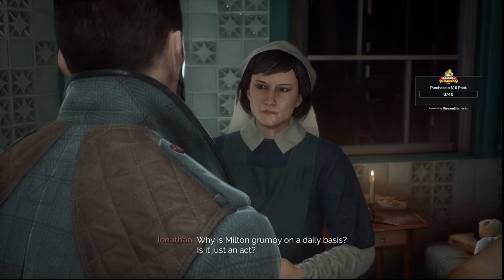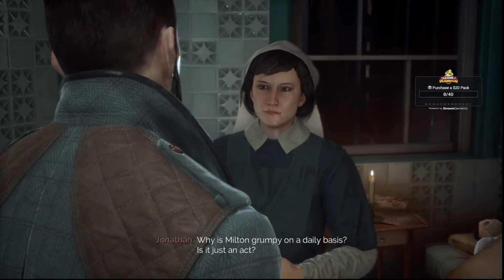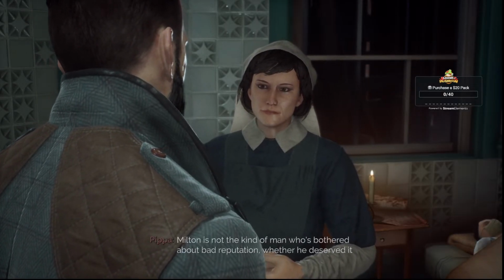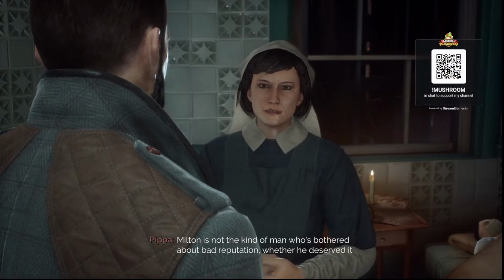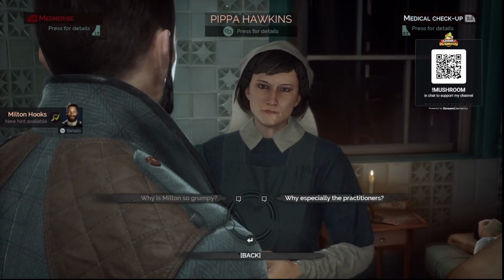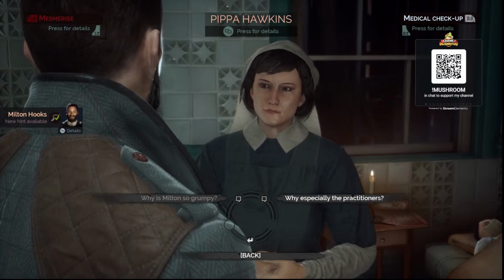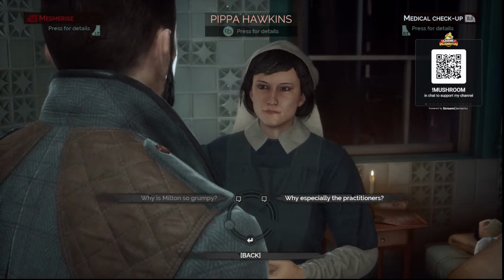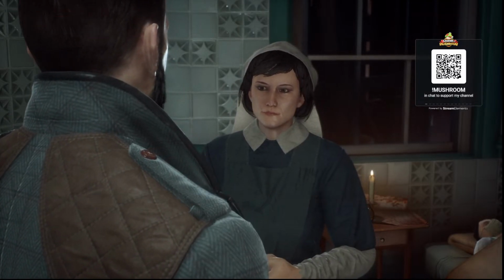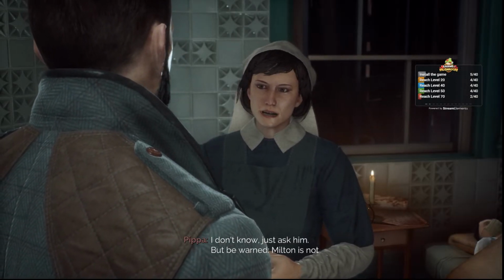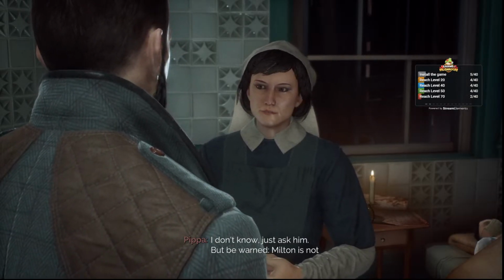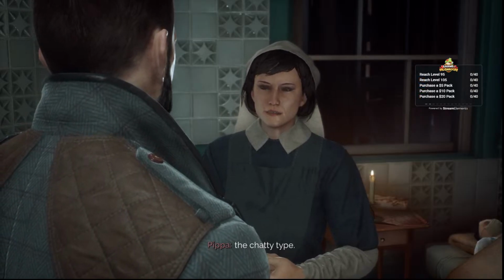Why is Milton grumpy on a daily basis? Is it just an act? Milton's not the kind of man who's bothered about a bad reputation, whether he deserved it or not. Why does Milton dislike doctors? I don't know. Just ask him. But be warned, Milton is not the chatty type.